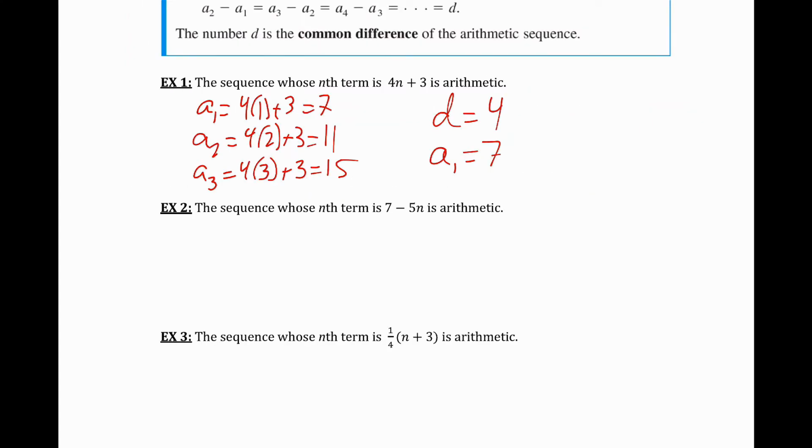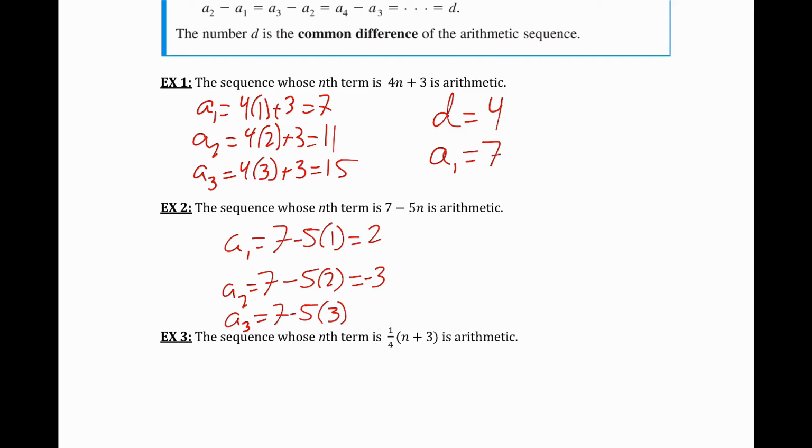Example 2, doing the same type of deal. A sub n will be 7 minus 5n. We've got 7 minus 5 times 1. Well, 5 times 1 is 5, so 7 minus 5 is 2. Then if we check out a sub 2, we do the same thing, but now we'll have 7 minus 5 times 2. 5 times 2 is 10, so 7 minus 10 gives us negative 3. And let's do one more, a sub 3. We've got 7 minus 5 times 3. 5 times 3 is 15. 7 minus 15 gives us negative 8. So in this case, our common difference is negative 5, and our first term is 2.